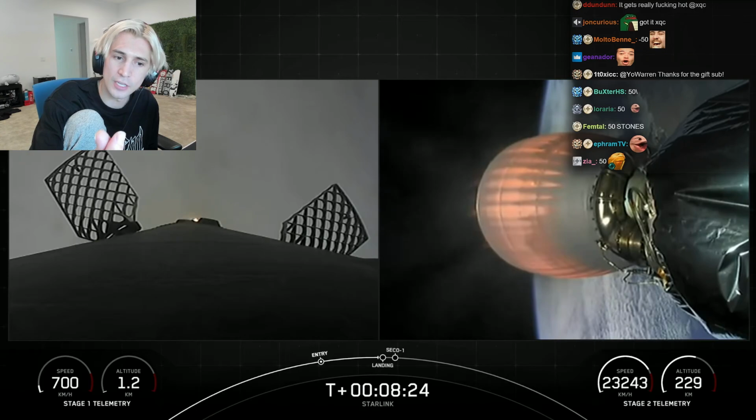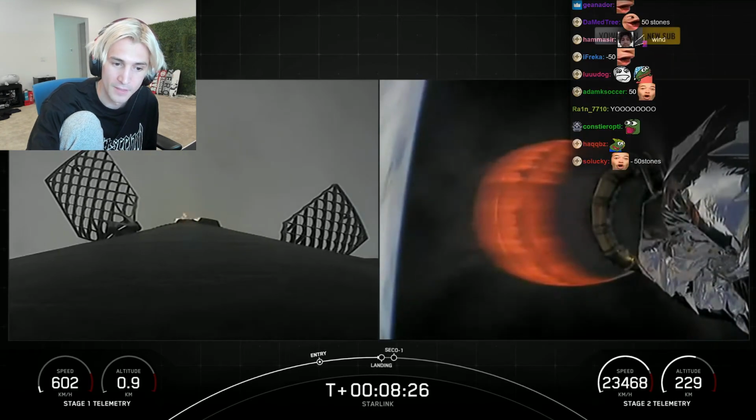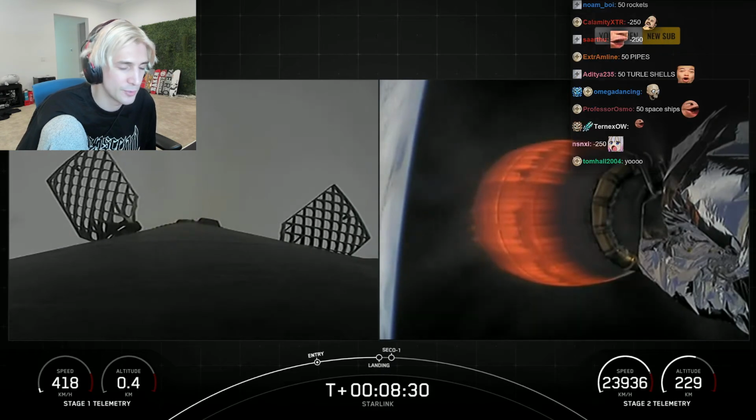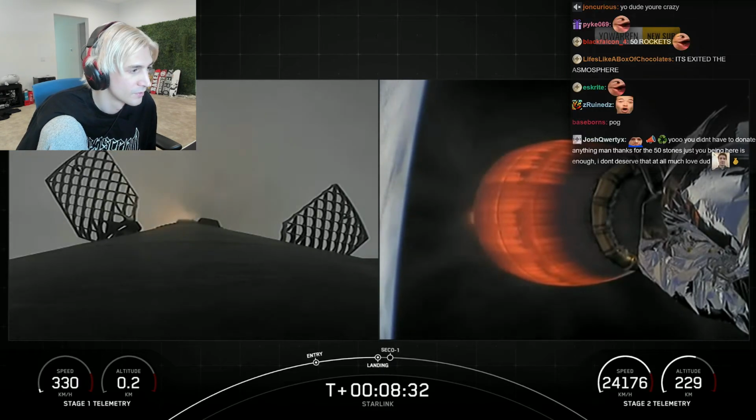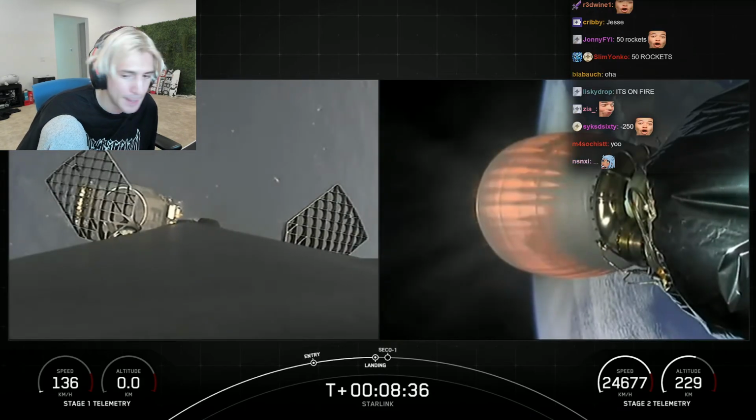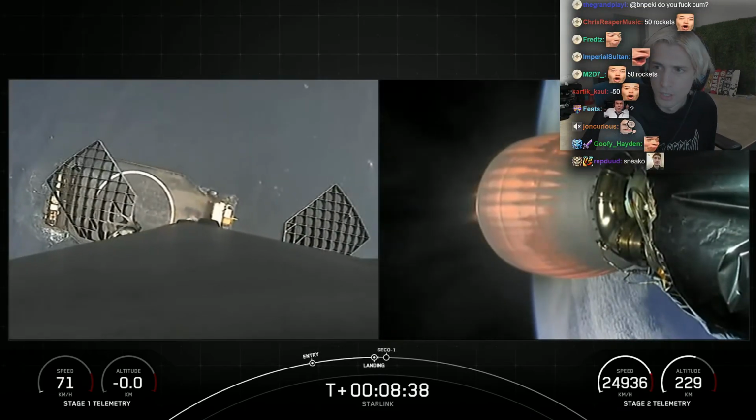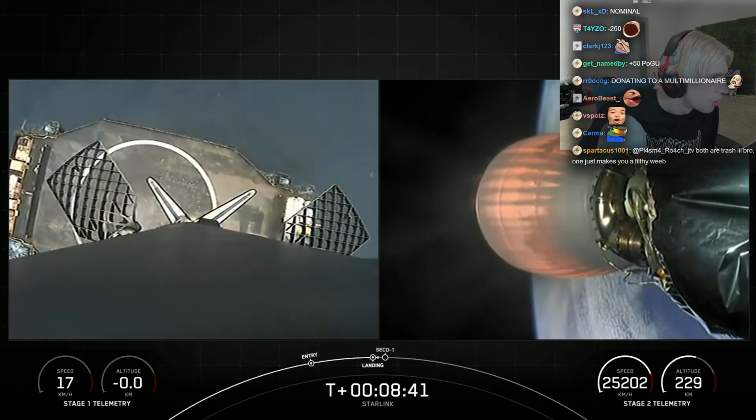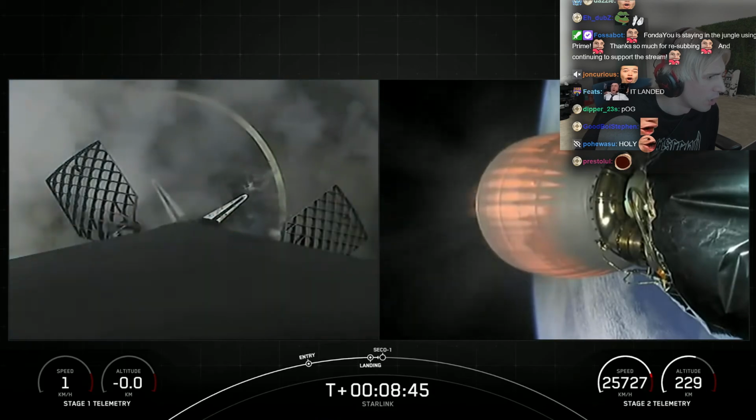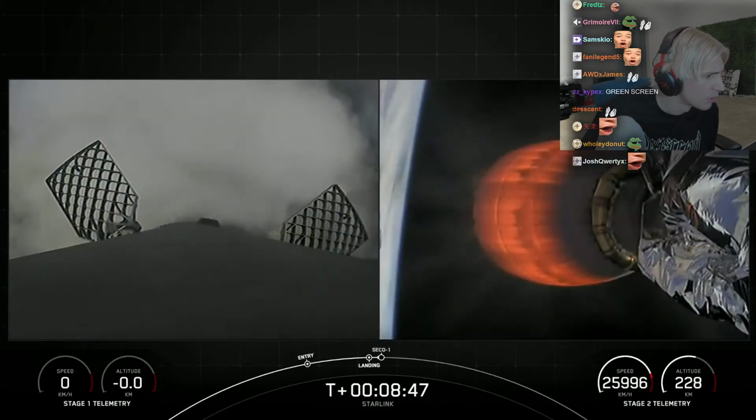And there's confirmation that the stage 1 landing burn has started, in preparation for touchdown on our drone ship in the Pacific Ocean. We should also hear that call out for SECO, or second engine cutoff. Look at that. Also stage 1 landing leg deploy. Stage 1 landing confirmed.